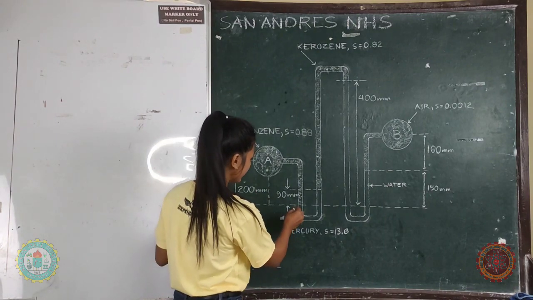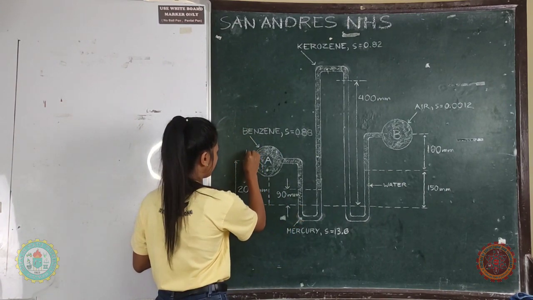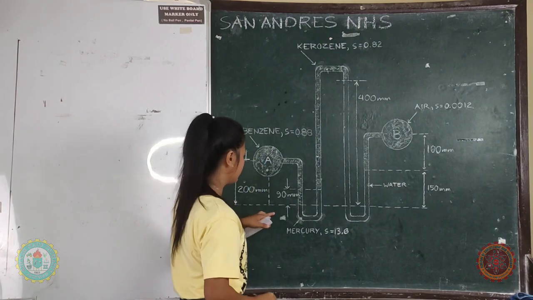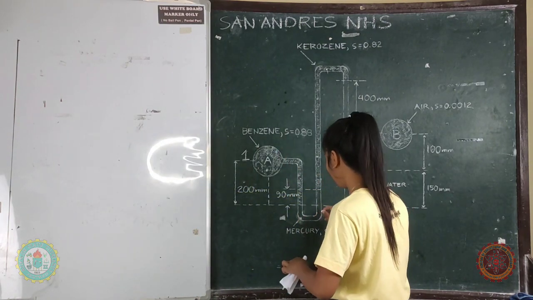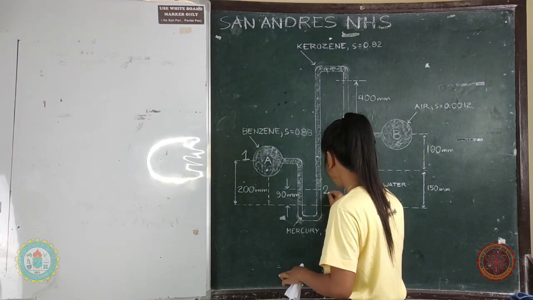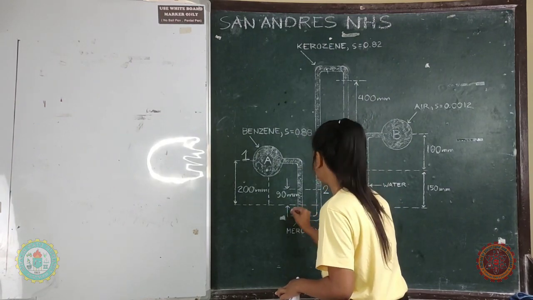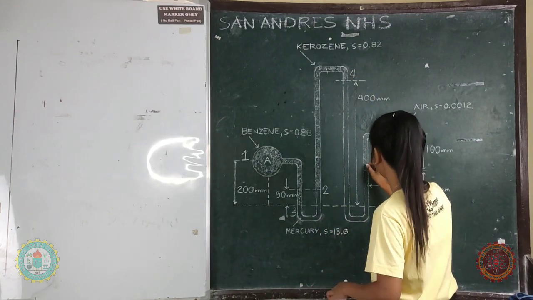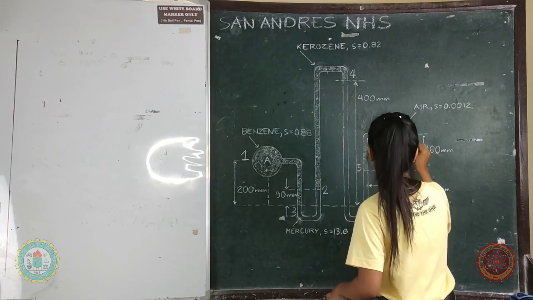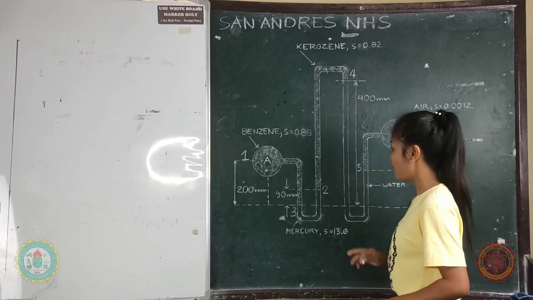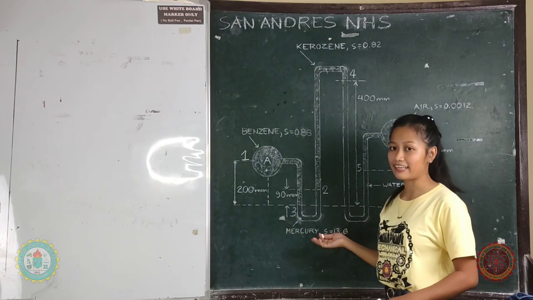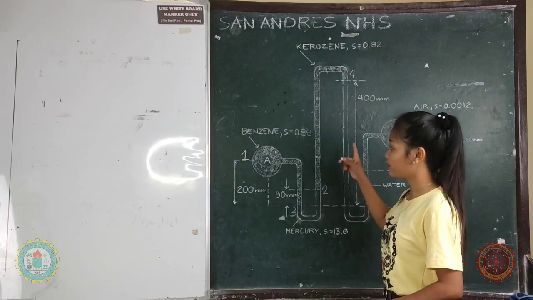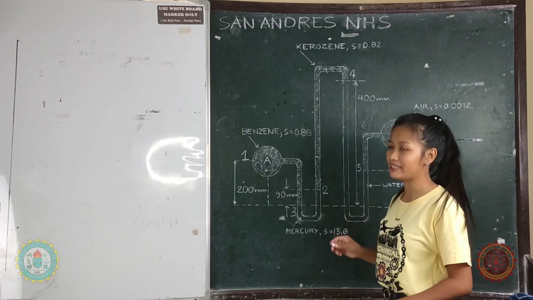So let's label this 0.1, then this is 0.2, then 0.3, then 0.4, then 0.5, then 0.6. So after we have labeled each different fluid in the manometer, let's find their equal pressures.